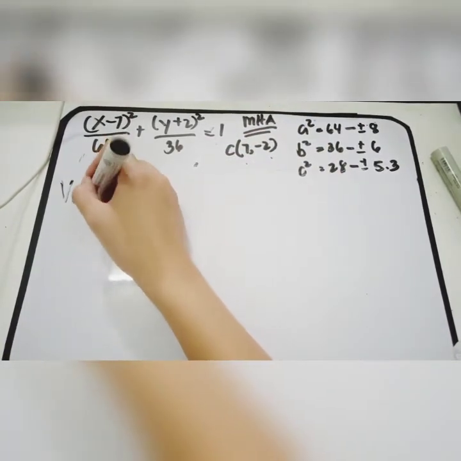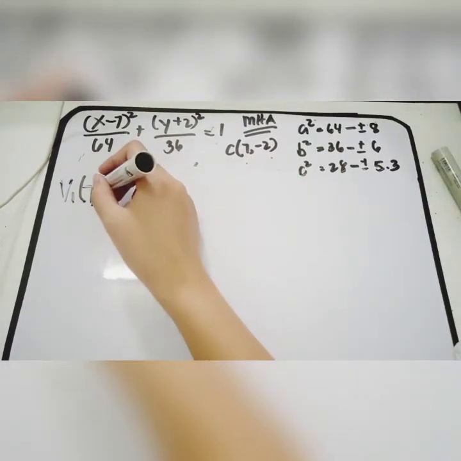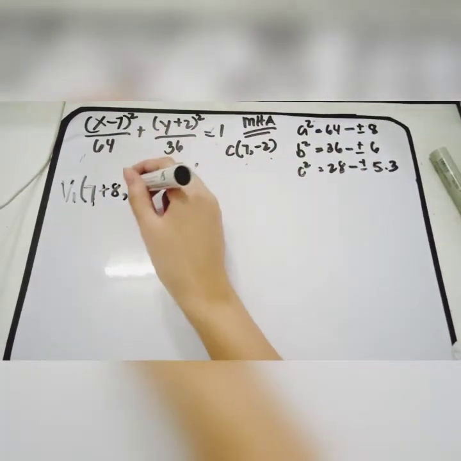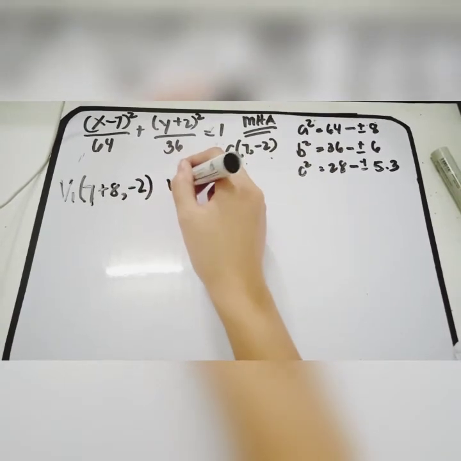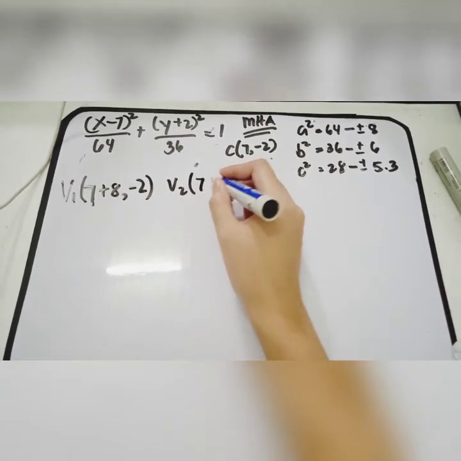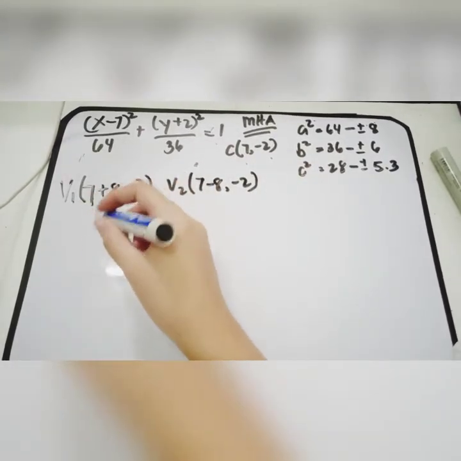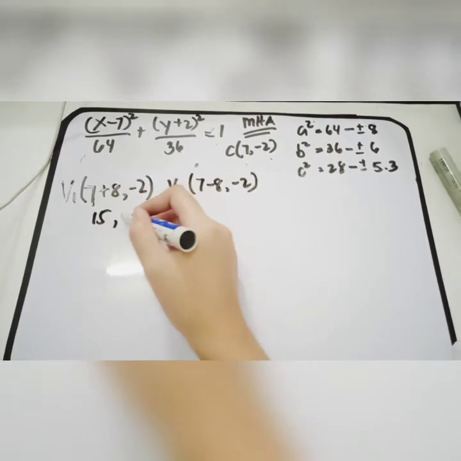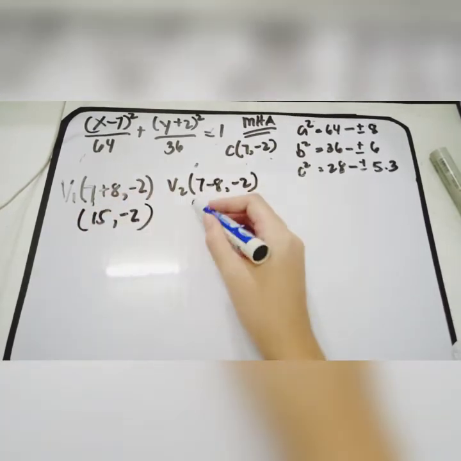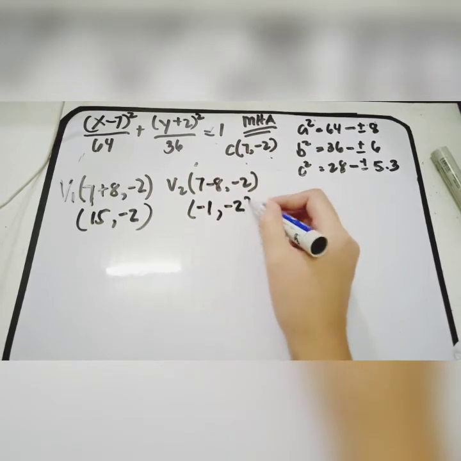So, copy natin si 7. Ano yung value ng A natin? Positive, negative, 8. So, positive first, comma, what is the value for K? Negative 2. Copy lang natin. For vertex 2, it's 7, negative 8, comma, negative 2. Simplify. So, 7 plus 8 is equal to 15, comma, negative 2. And then, for vertex 2, it's 7 minus 8. So, negative 1, comma, negative 2.